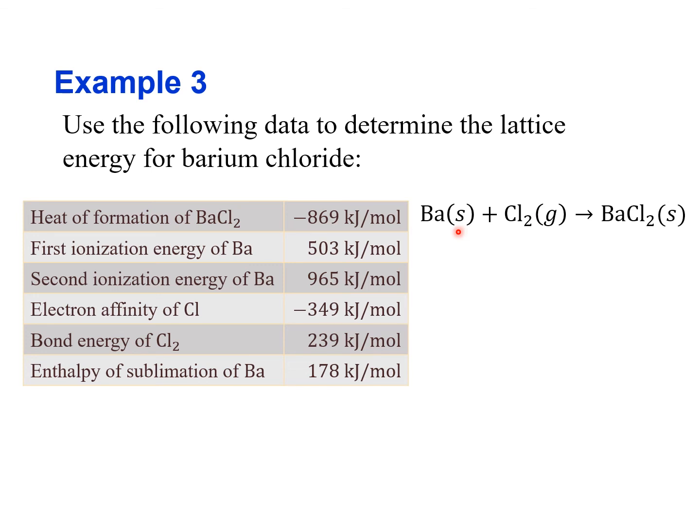So at room temperature, basically, barium's a solid and chlorine's a gas, forming barium chloride solid. Right, and this process apparently takes minus 869 kilojoules per mole. Next thing is ionization energy.